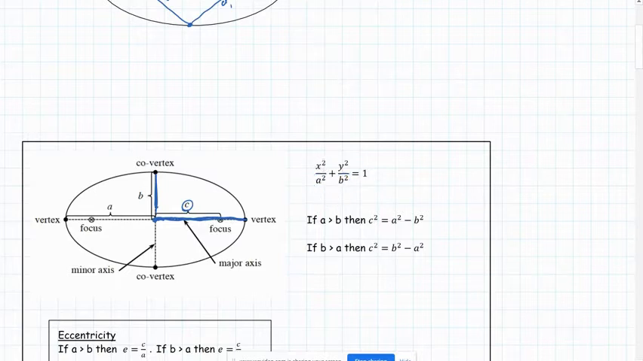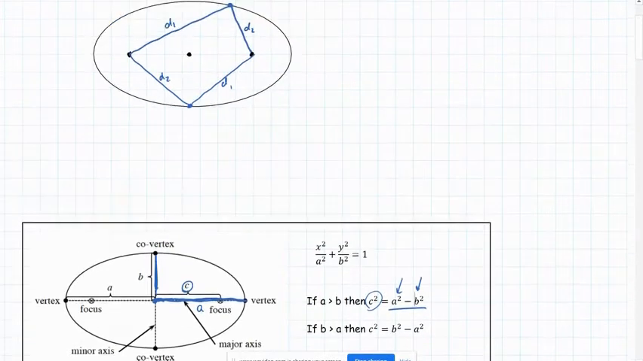And then the relationship between A, B, and C, if we call this A and this is B, then if A is bigger than B, then C squared is A squared minus B squared. If B is bigger than A, then C squared equals B squared minus A squared. So again, remember, it doesn't really matter which one we call A and which one we call B, as long as when we're finding C squared, we do the larger one minus the smaller one. So we're always going to get a positive number for C squared.